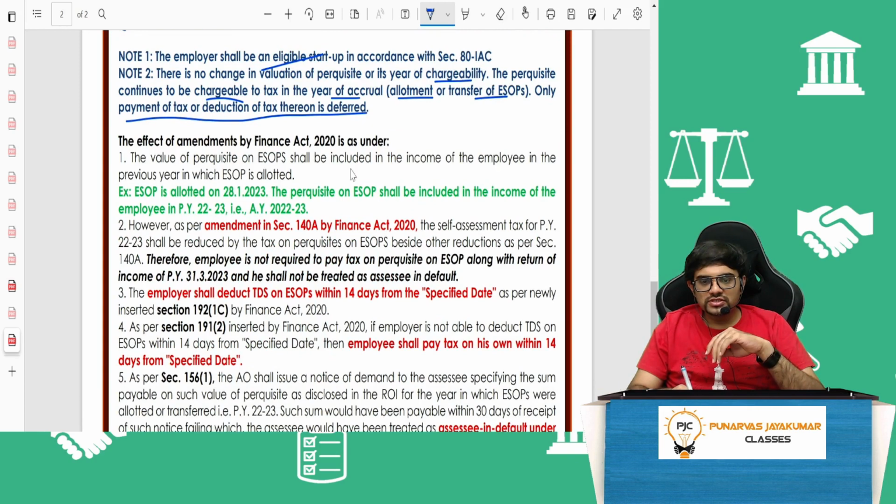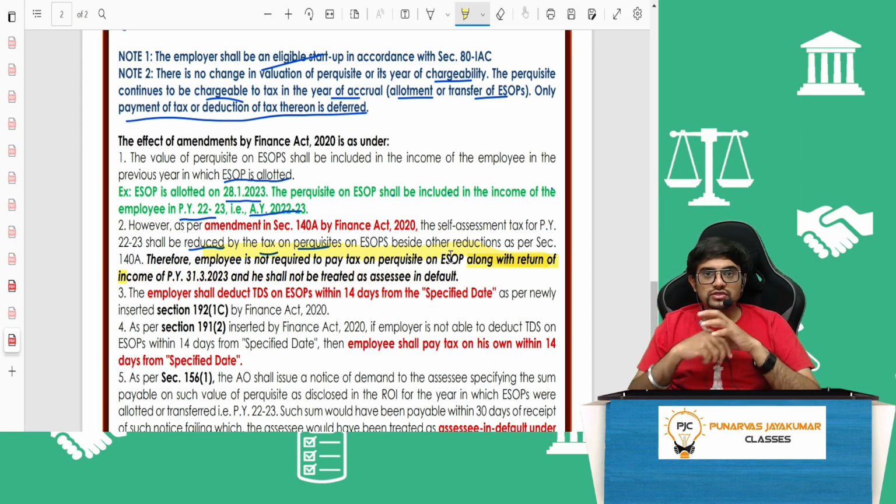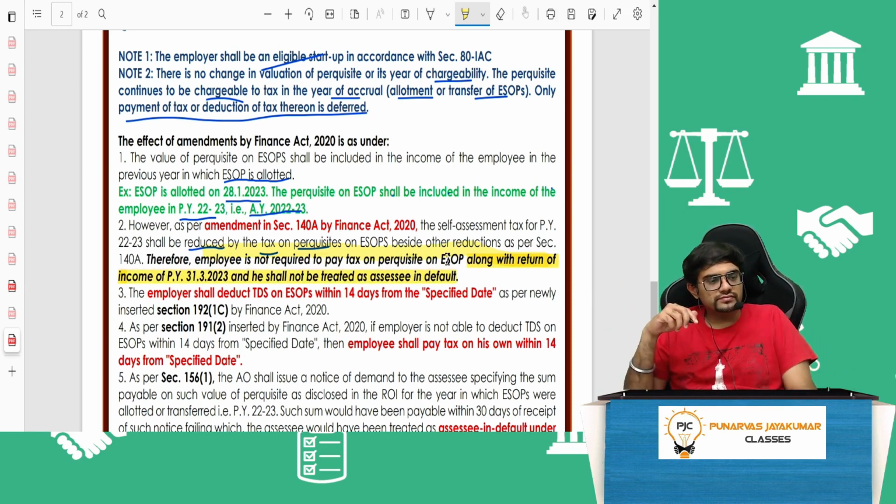Value of perquisite on ESOP shall be included in the income of the employee in the previous year in which the ESOP is allotted. If ESOP is allotted on 28-1-23, perquisite on ESOP shall be included in the income of the employee for previous year 22-23, that is assessment year 23-24. However, as per the amendment in section 140A, self-assessment tax shall be reduced by the tax on perquisite, besides other reduction. Therefore, the employee is not required to pay tax along with the return and he shall not be treated as assessee in default. Though he has to offer to tax that year, the payment will be deferred.